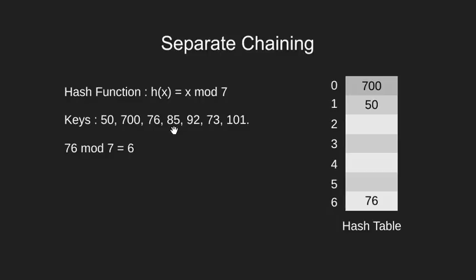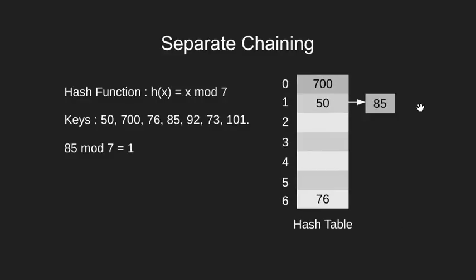Next is 85 and 85 mod 7 is 1. Now we have a collision. We have already put 50 in our slot with index 1 and therefore cannot put 85 in it. So what we do is we create a slot and link it to the slot with the same hash value. We therefore link the slot with key 50 to the slot with key 85.